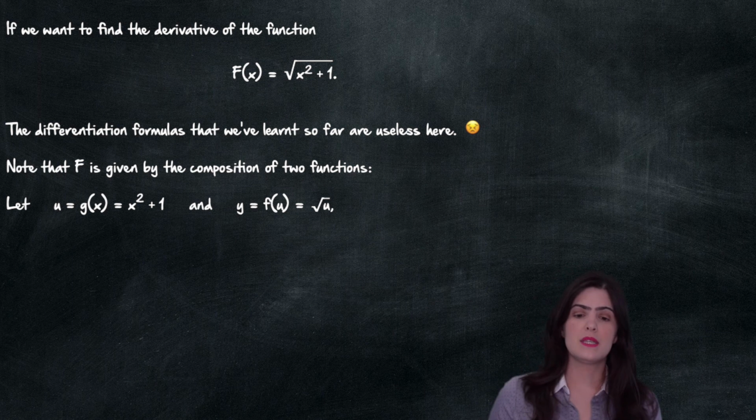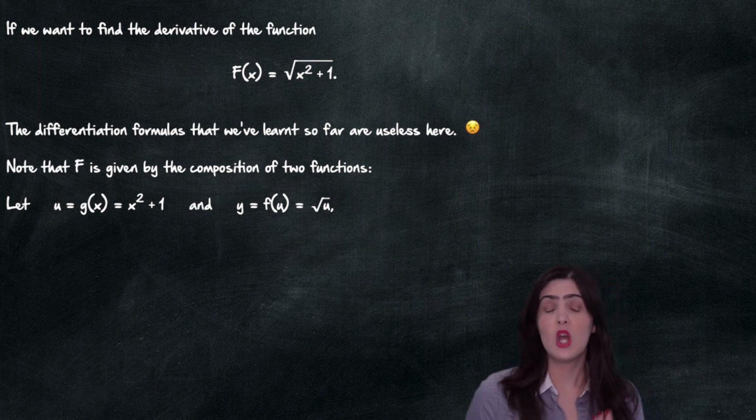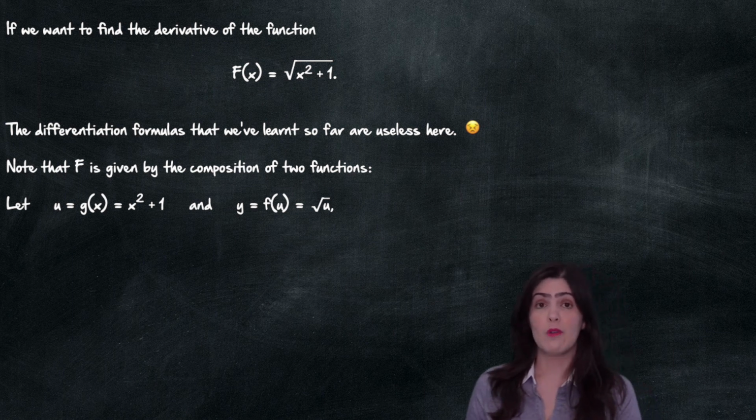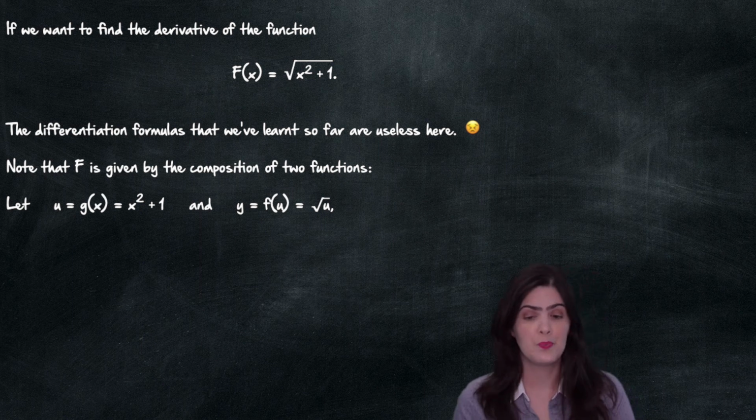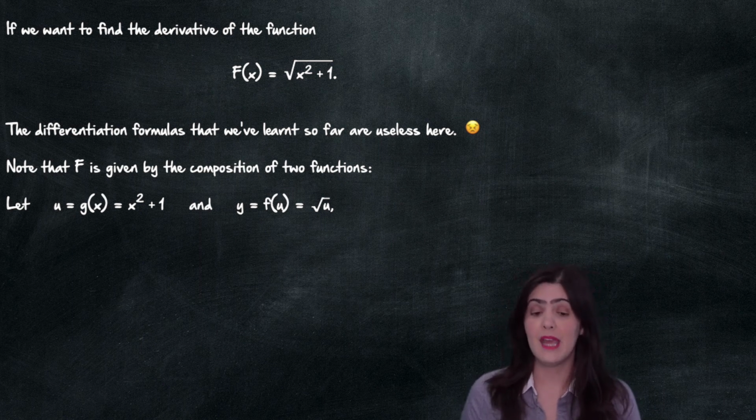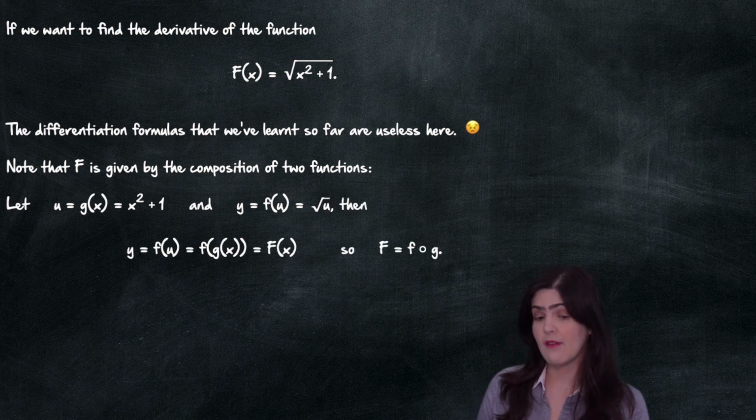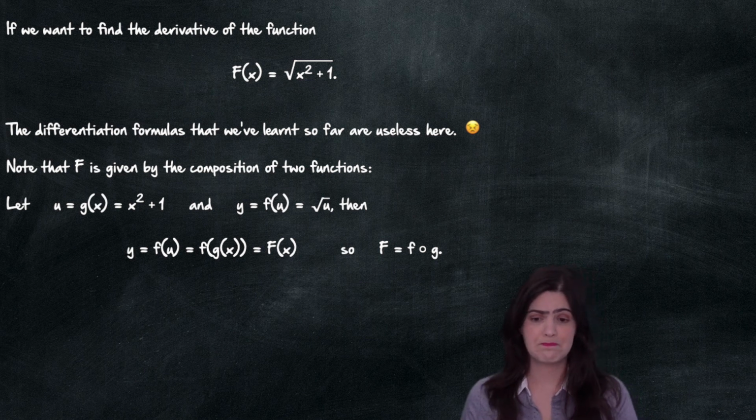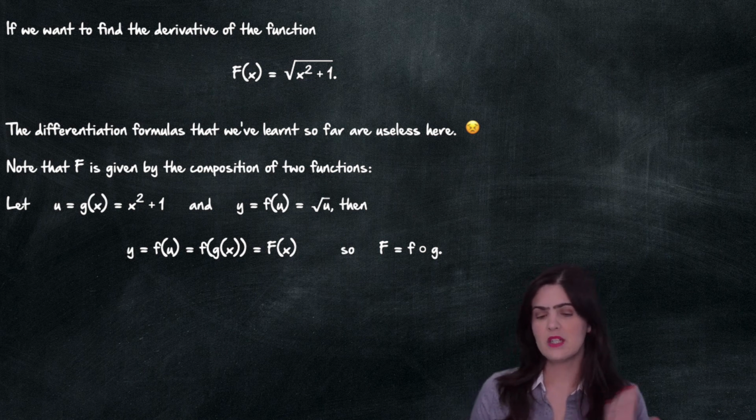So what we're going to see is that we can write f as the composition of two functions. One function, g of x, is going to be x squared plus 1, and then the other one is like f of u equals square root of u. So then my function big F is just f of g of x. And then we just need to find a way to compute the derivative of this.